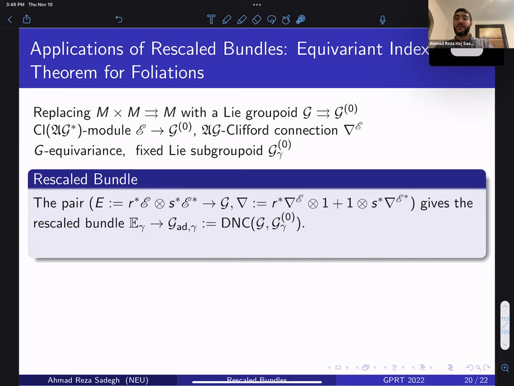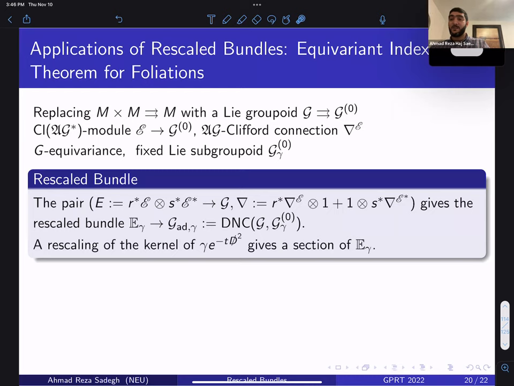But here is a version of the adiabatic groupoid. As you see, it's not an actual adiabatic groupoid, but what we call the relative adiabatic groupoid. And one can show that the kernel of the shifted heat operator that you also have in this context gives a smooth section of the rescaled bundle that I just mentioned.